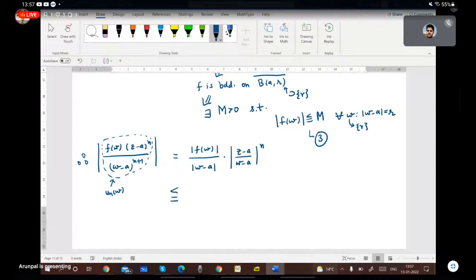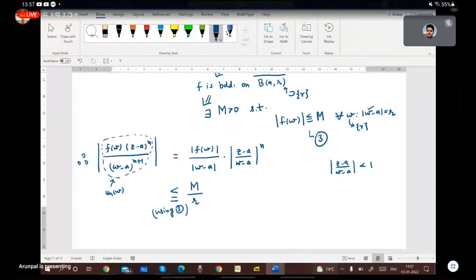This is less than or equal to mod of f(w) is less than M. I have used that. Is this okay? Yes, sir. Now W, if W is on the trace, then mod of W minus a is r. Is this okay? Yes, sir. And also take a note that mod of (z minus a) upon (w minus a), if you recall, it was less than 1.